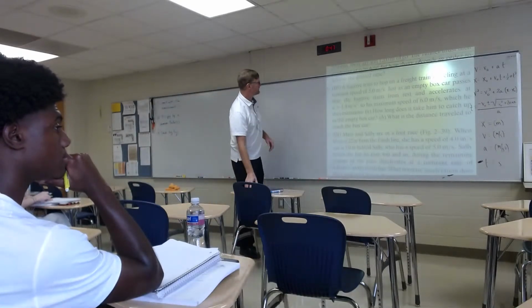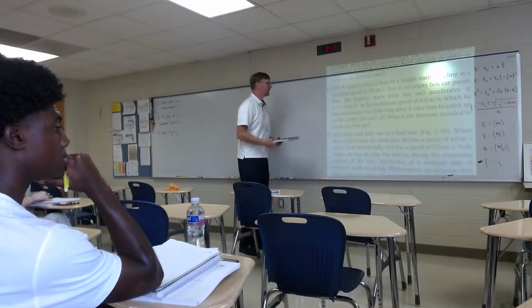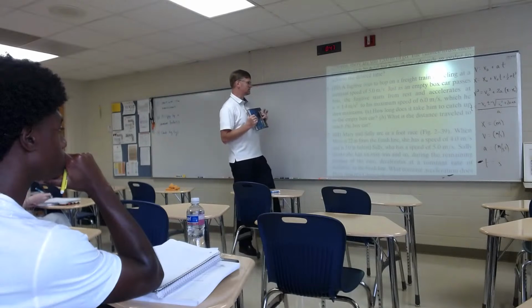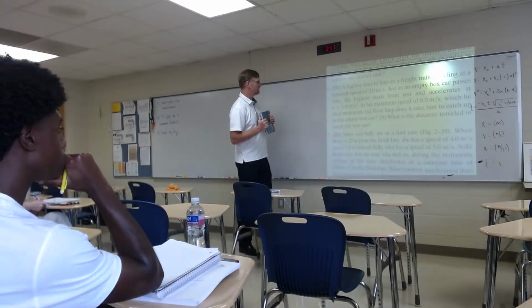All right. Number 36. A fugitive tries to hop on a freight train traveling at a constant speed of 5 meters per second. Just as the empty boxcar passes him, the fugitive starts from rest and accelerates at 1.4 meters per second squared to a maximum speed of 6 meters per second, which he then maintains. How long does it take him to catch up to the empty boxcar? What is the distance traveled to reach the boxcar?